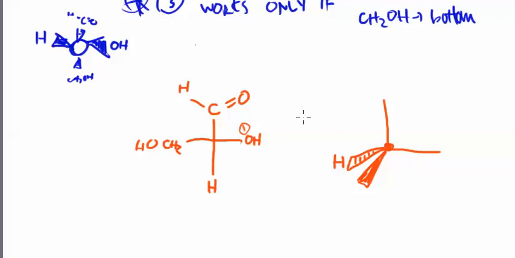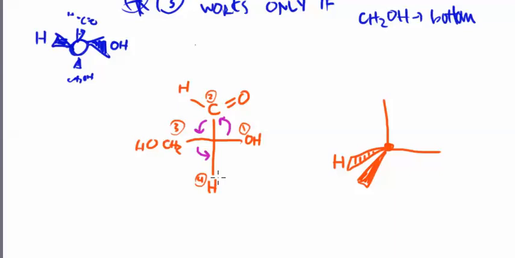Number 1, you rank the groups, just like we did before. So this is high priority, this will come in second, this will come in third, and this will come in fourth. Then you draw an arrow like you'd normally do with a perspective formula, from the group with the highest priority to the group with the next highest priority, and so on. So the arrow goes from group number 1, to group number 2, to group number 3, and then group number 4. This is counterclockwise. Counterclockwise means that this is an S configuration.